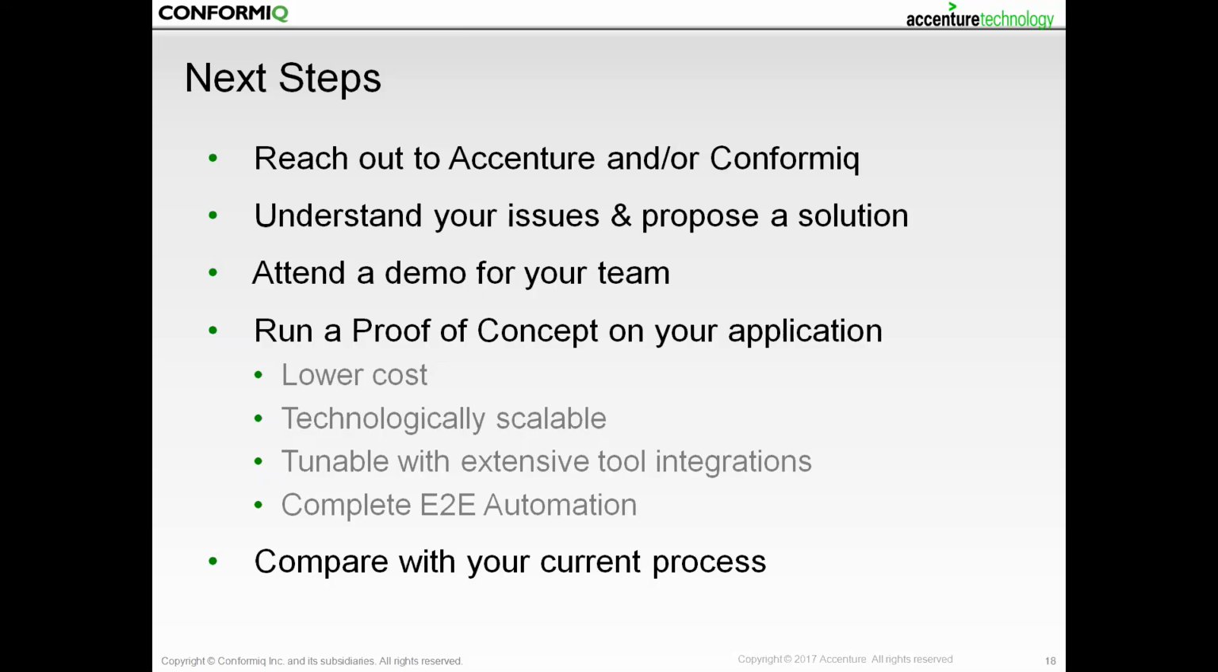So the idea is that we work together with Accenture to make sure that we run a proof of concept on your application. And what we're targeting is quantifiable improvements. So the idea is, how much lower cost? How much better coverage? How do we provide the execution with some of your tooling? We don't need to do all of it, but the idea is to be able to show you that it works for your application. And in doing this, compare with your current process so that you understand the gains that you will achieve.